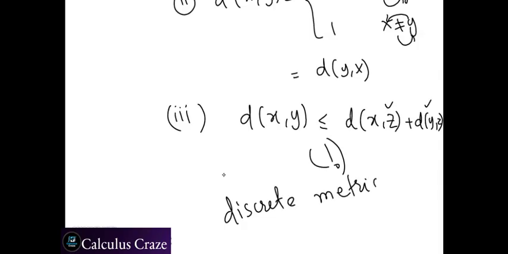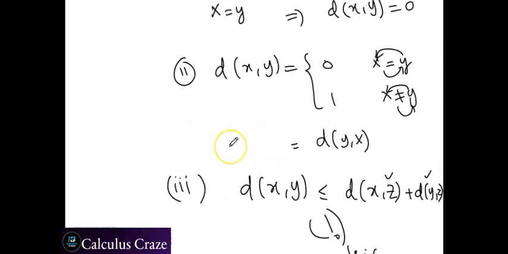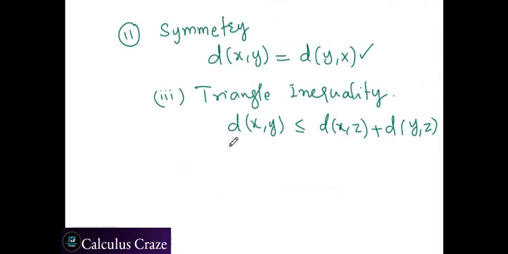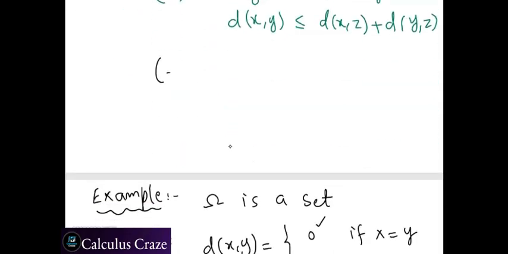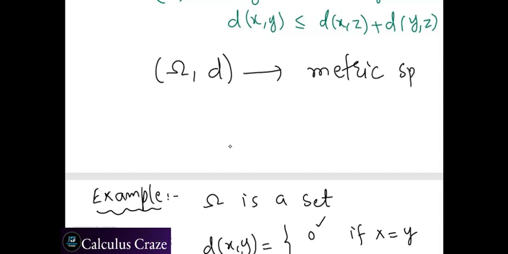Discrete metric. One more thing, when I have defined the metric on a set, so for example omega is a set and you found a metric on it, now this will become a metric space. So a metric space is nothing but a set on which you have defined a metric. If you are taking any set and defining a metric on it, then the set will be a metric space.